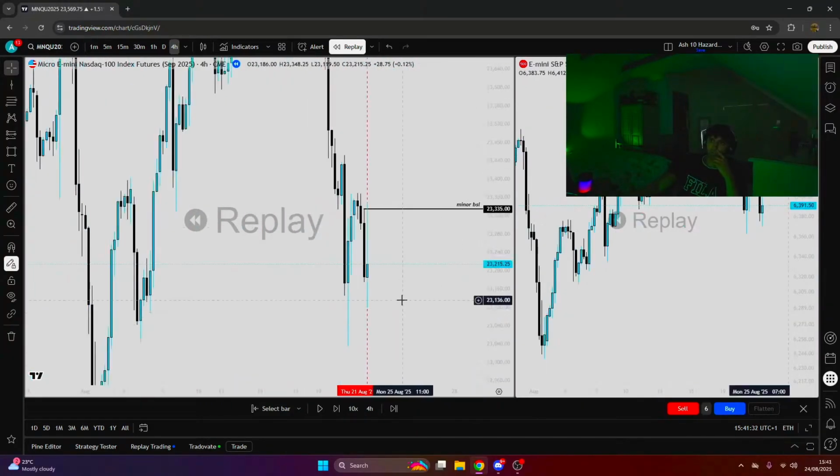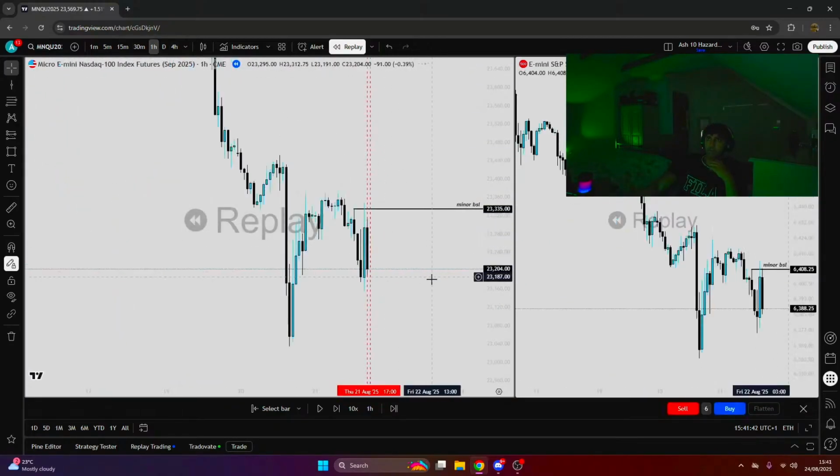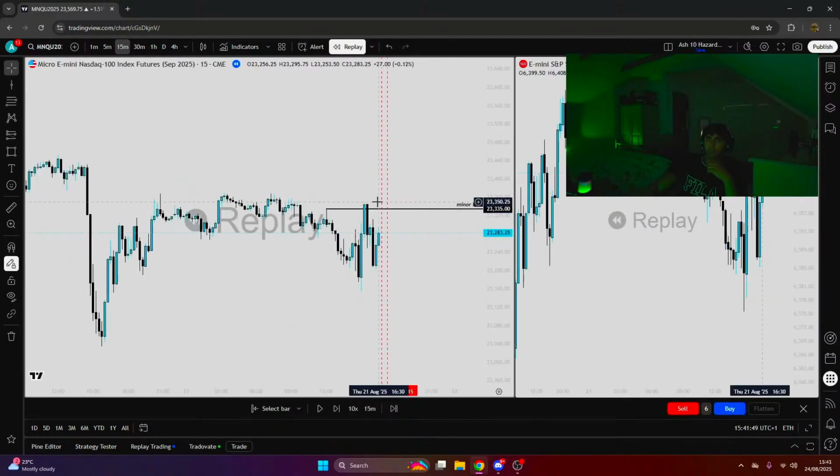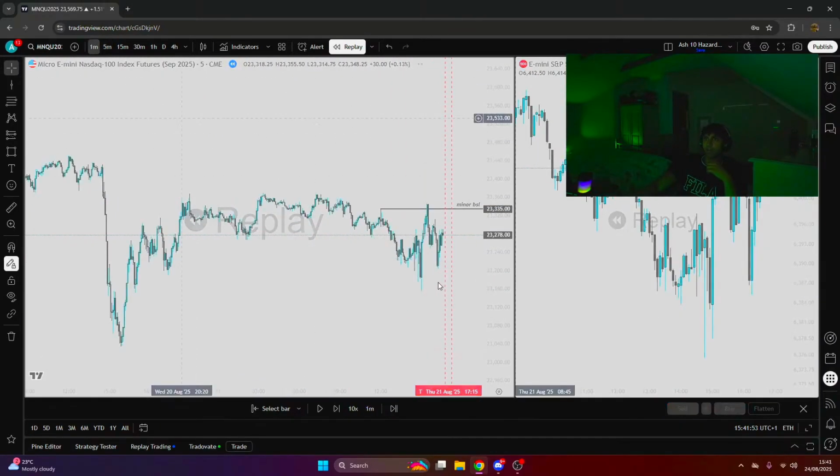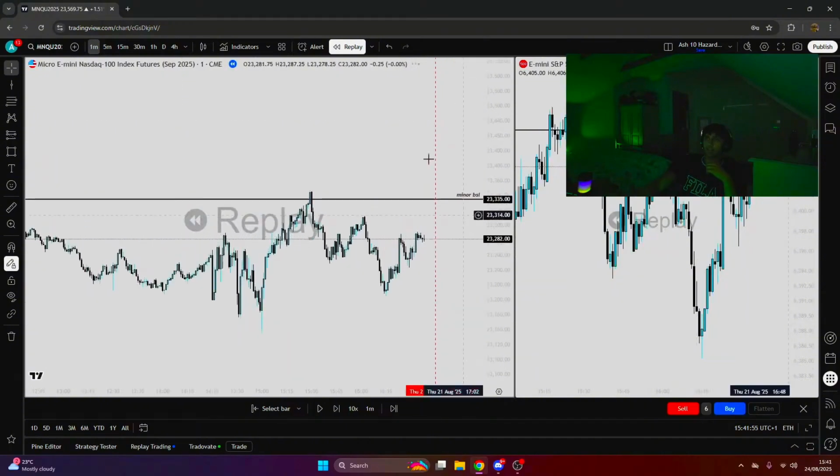4 hour. What are we on the 4 hour? The 4 hour is bullish. So the 4 hour is currently bullish. Yeah, so the 4 hour is bullish. The 1 hour is bearish. 15, bearish. 5 minute, bearish. So overall high time frame bias is bearish.